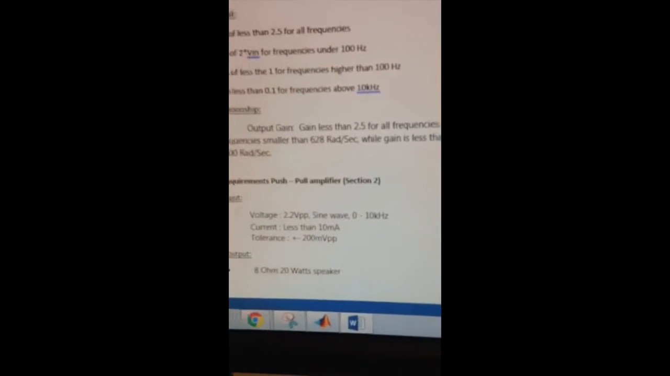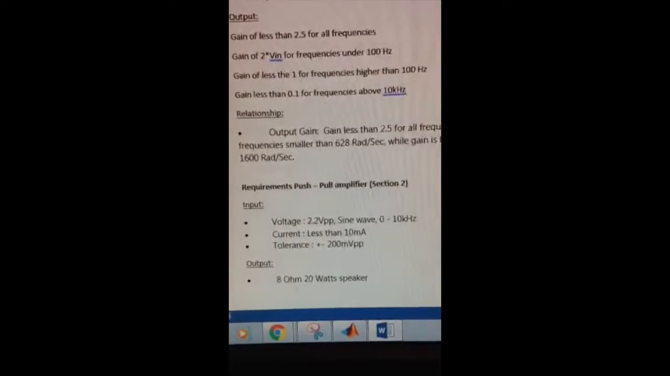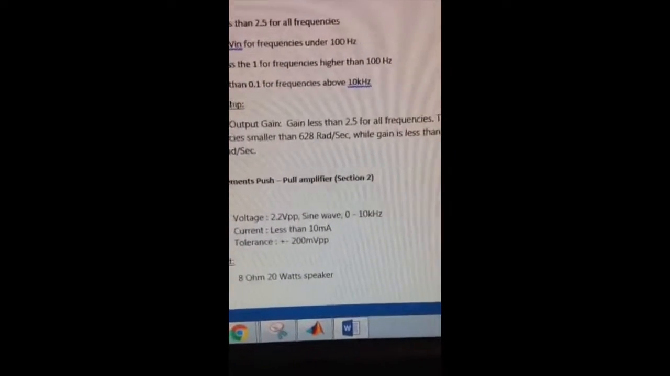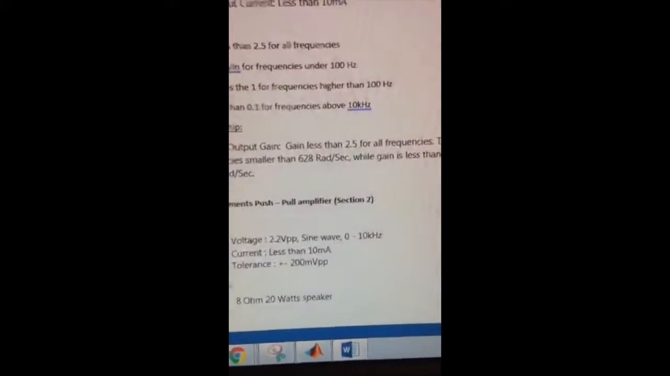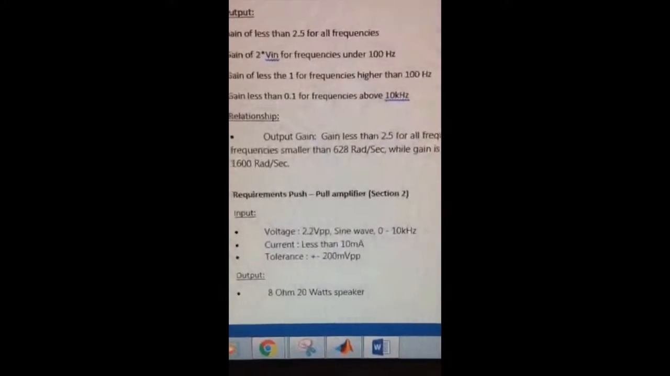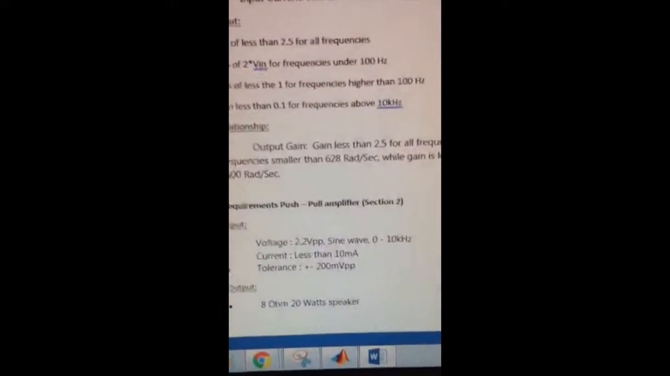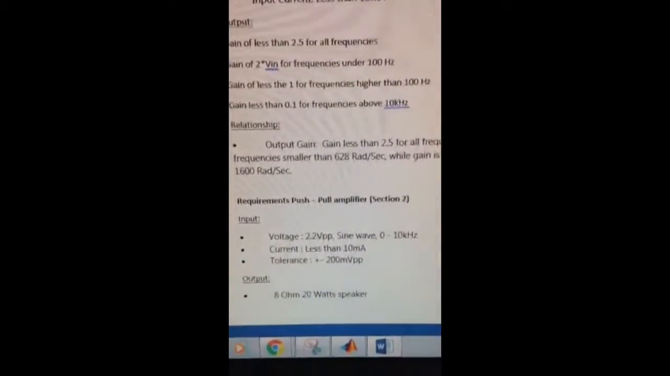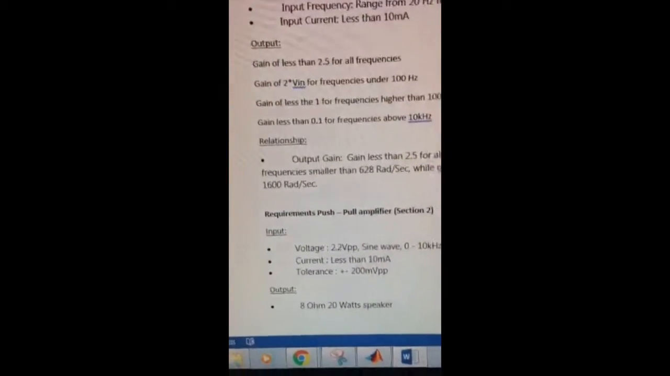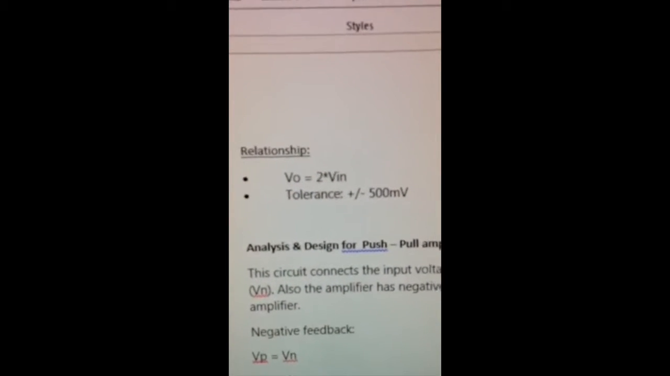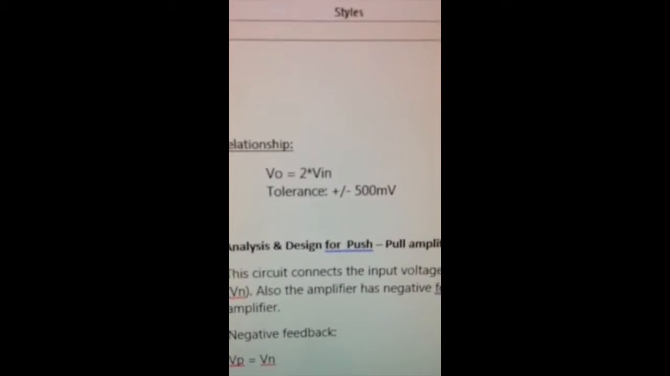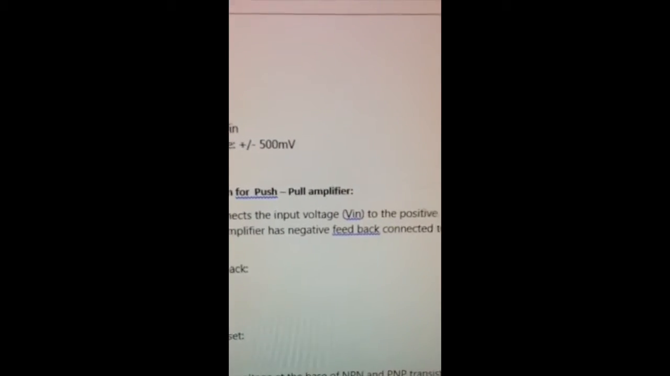The requirements for the push-pull now is 2.2 volt input, because the Butterworth has a gain of 2. With the current less than 10 milliamps, tolerance is plus or minus 200 millivolts peak to peak. And our output for the push-pull is our 8 ohm speaker, which is 20 watts, and the relationship up here is 2 times the input, and the tolerance is plus or minus 500 millivolts.